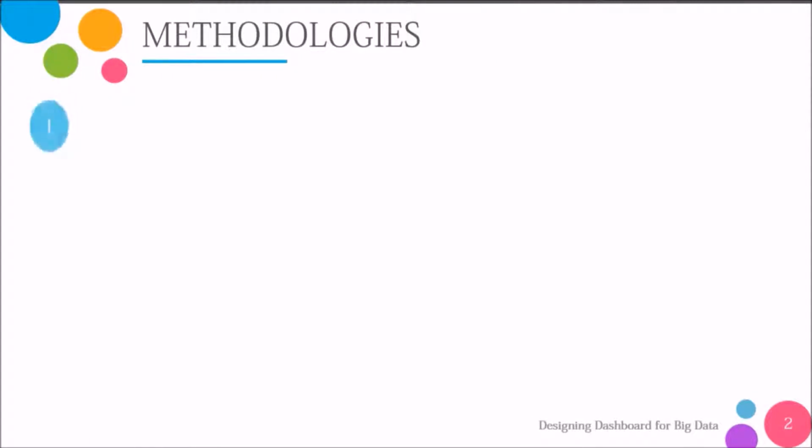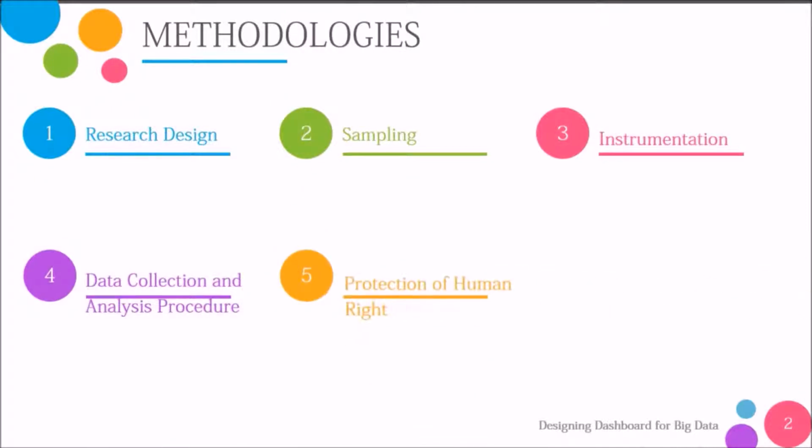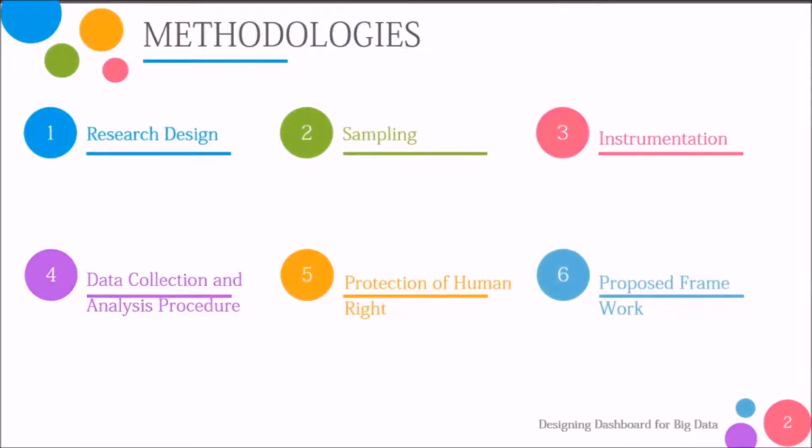The methodology consists of 6 parts. Those are: first, research design; second, sampling; third, instrumentation; fourth, data collection and analysis procedure; fifth, protection of human rights; and the last one is the purpose framework.